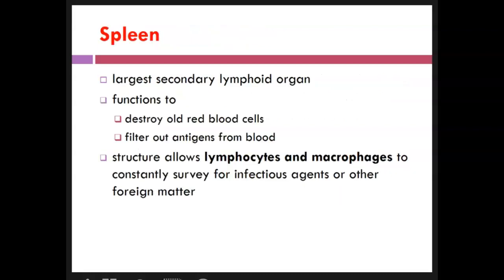The spleen is the largest secondary lymphoid organ. Its function is to, remember, destroy old red blood cells or filter out antigens from the blood. The structure of the spleen allows lymphocytes and macrophages to patrol constantly. So they are constantly patrolling or surveying for infectious agents or other foreign matter.